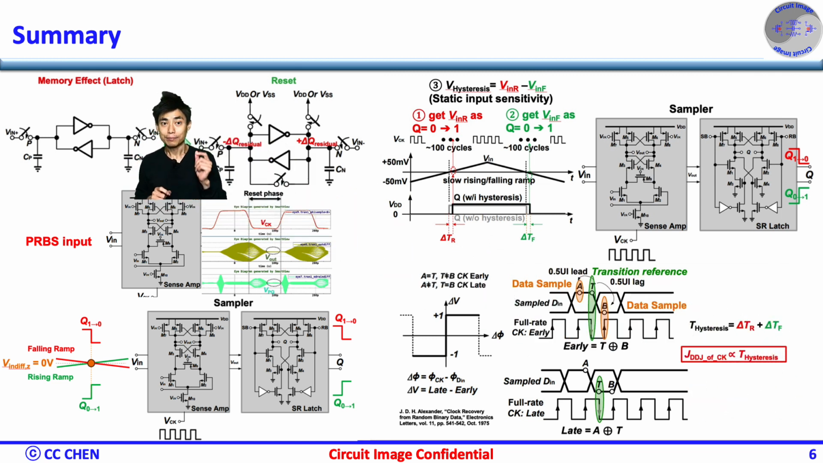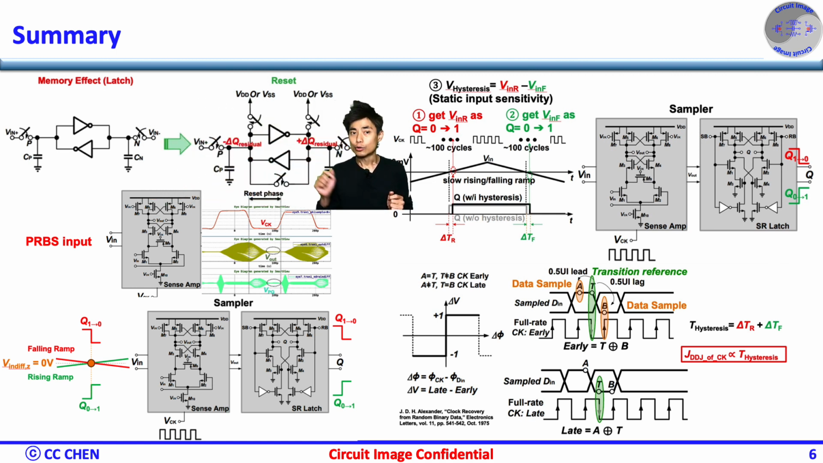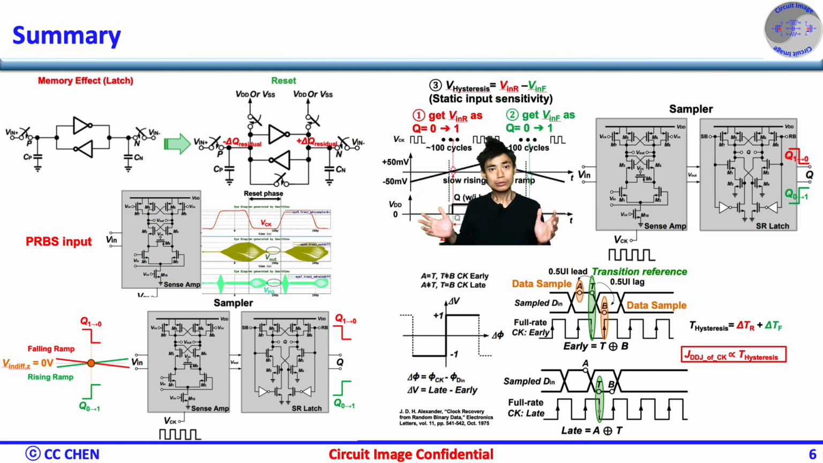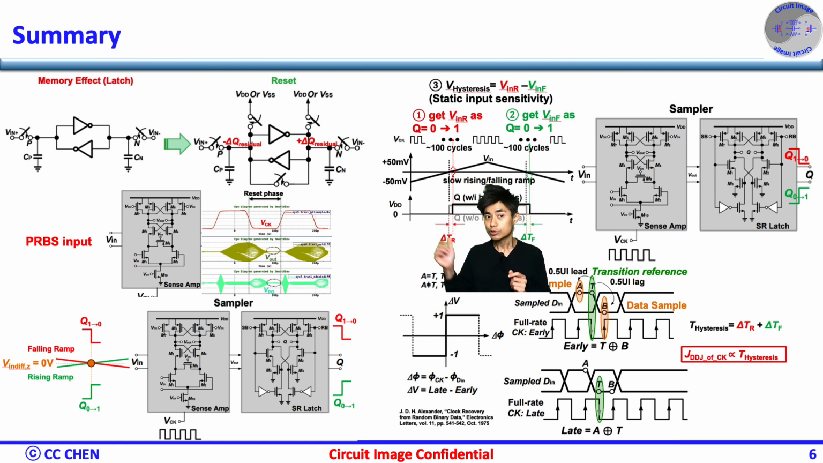The reset is a must to clear out the memory effect of the rejection amplifier of any sampler. But the residual charge without full reset will not only result in the hysteresis voltage, but also translate to a hysteresis timing.